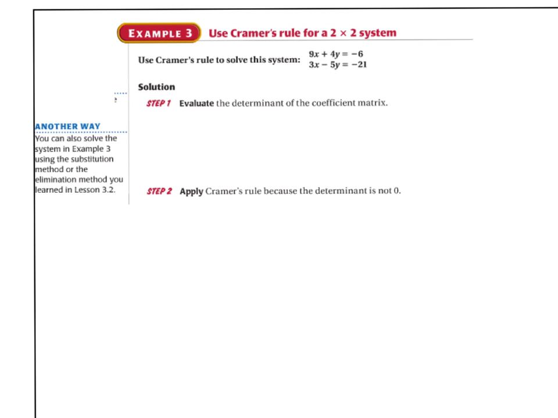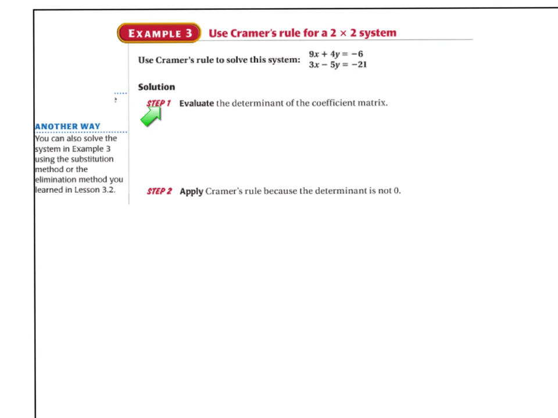Here we have a system that we need to solve for x and y, but I think it's important to note this note on the side, that there's no reason you couldn't solve this system using substitution or the elimination method. Remember, this is really our fourth method for solving a system, but it's a nice way to check yourself if you're unsure that you've used Cramer's rule correctly.